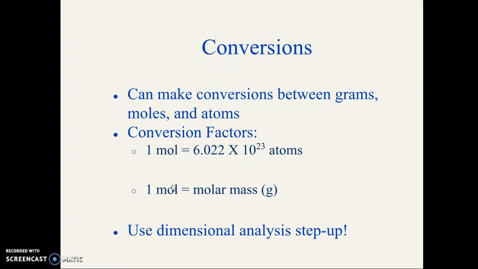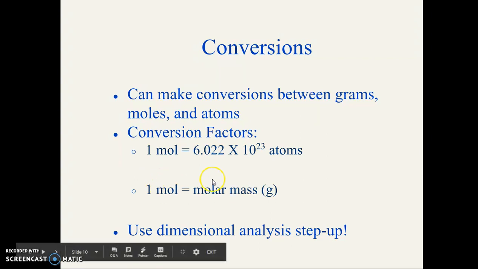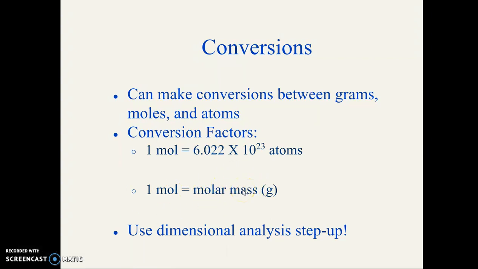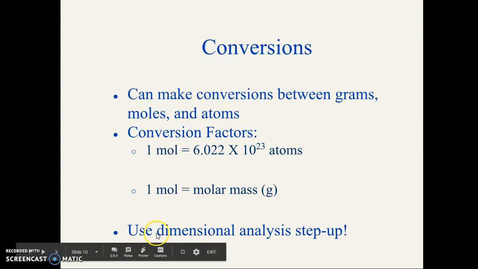This is much easier than the conversions we did in the beginning, where you had a whole page of different conversions you could use. There's only 2 of them. So 1 mole is 6.022 times 10 to the 23rd atoms, and 1 mole is the molar mass. And where do you get that molar mass from? The periodic table. So we're going to use dimensional analysis setup, so your T boxes, to do these conversions.